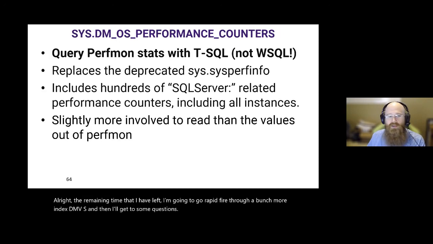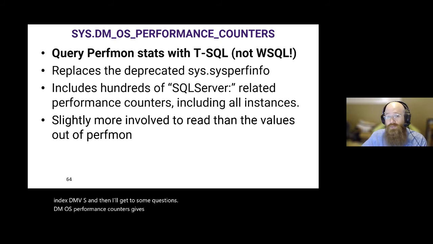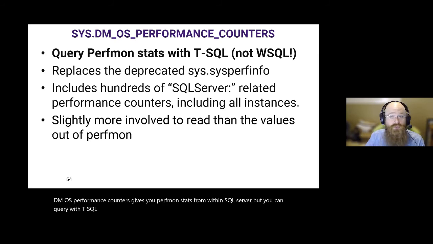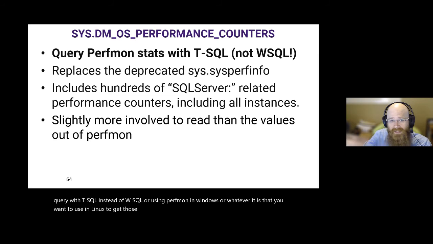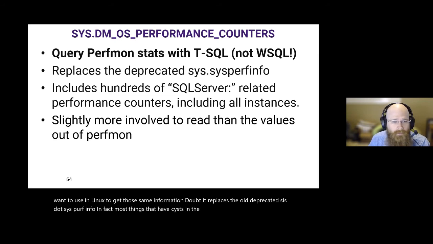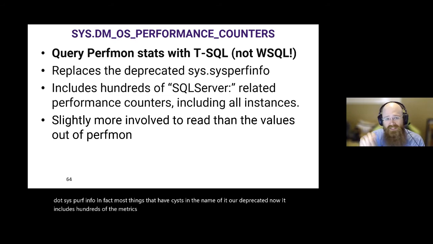DMOS performance counters gives you perfmon stats from within SQL Server. You can query with T-SQL instead of WMI, or using perfmon in Windows, or whatever it is that you want to use in Linux to get that same information out. It replaces the old deprecated sys.sysperfinfo. In fact, most things that have sys in the name of it are deprecated now. It includes hundreds of the metrics that perfmon has that begin with SQL Server colon.